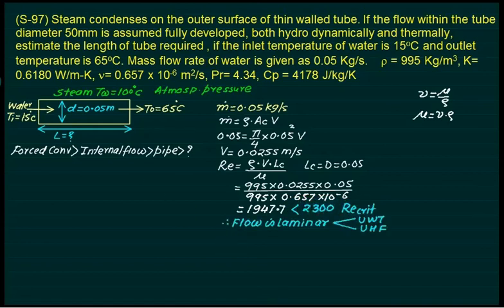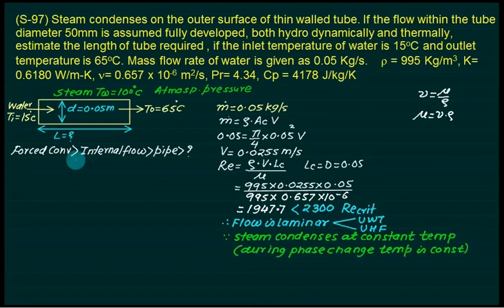In the laminar case, normally there are two conditions: uniform wall temperature and uniform heat flux. This time the steam is condensing at a temperature of 100 degrees Celsius, and during condensation, the phase change, the temperature of the wall is constant. So we have a uniform wall temperature condition. We have forced convection, internal flow, then laminar flow, and in laminar flow we have confirmed that this one is uniform wall temperature.